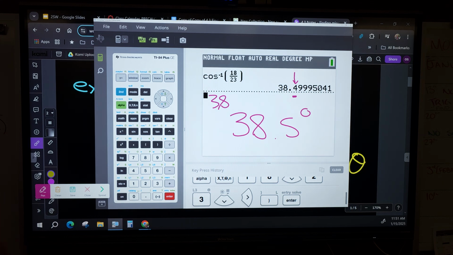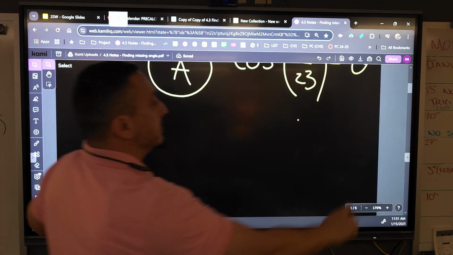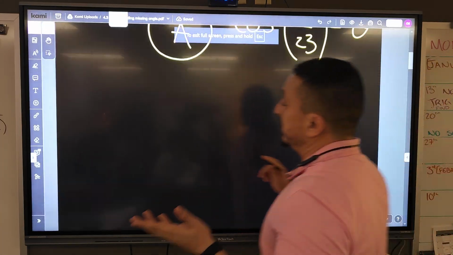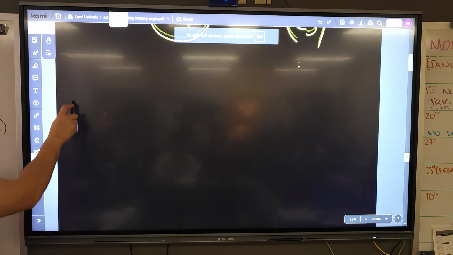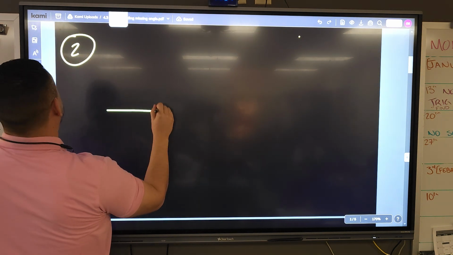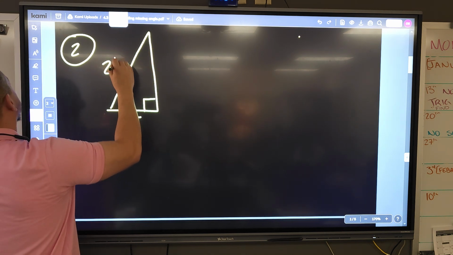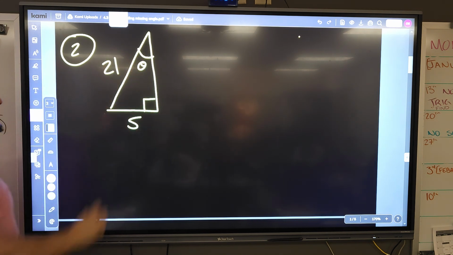Okay. Questions so far, guys? No? Okay, let me let you try one just to see if it really made sense or not. So this is number 2 of your homework, okay? It's not notes, it's number 2. Let's do a right angle with 5 and 21, and theta. Okay, my question to you is, what is theta? Okay, that's what you're finding. So I'll give you a minute.